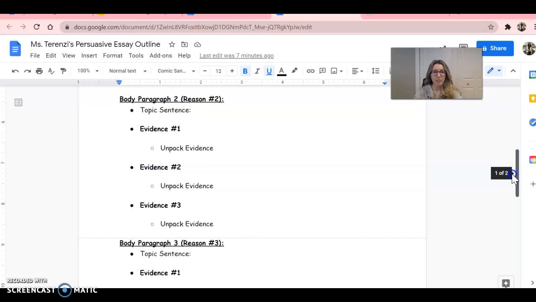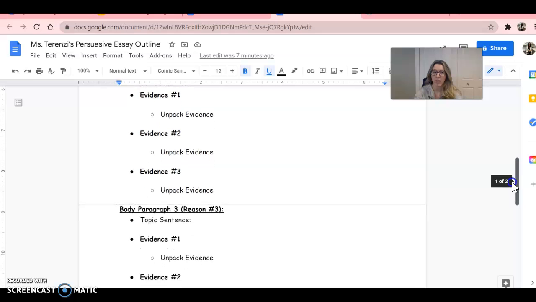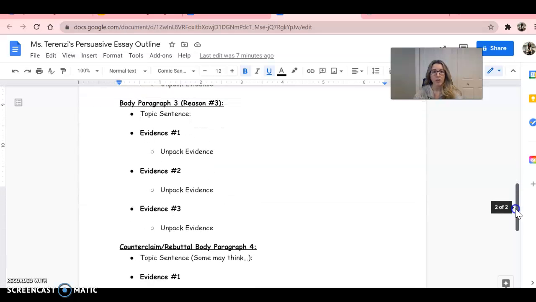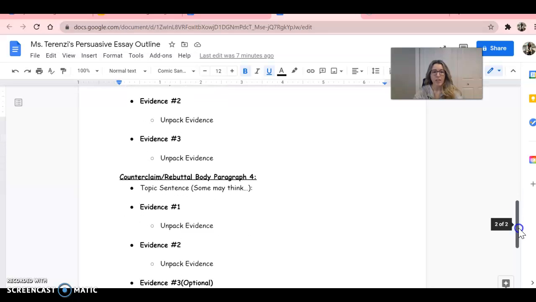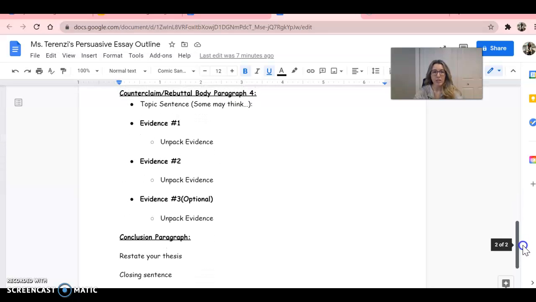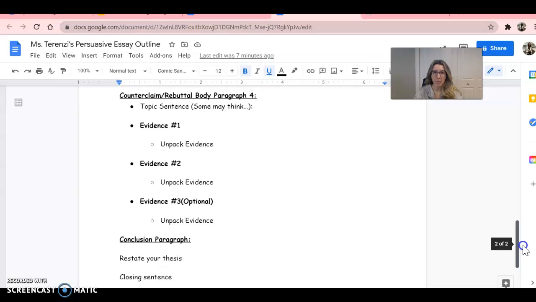Then you will have your second body paragraph, which is focused on reason number 2, same structure, topic sentence, along with your evidence and your personal thoughts in there. Then your third body paragraph is going to be for reason number 3, same structure. Then your fourth body paragraph is going to be focused on your counterclaim and rebuttal. So that is when we talked about some may think this is going against your idea, but then you're going to prove them wrong with your evidence, okay?